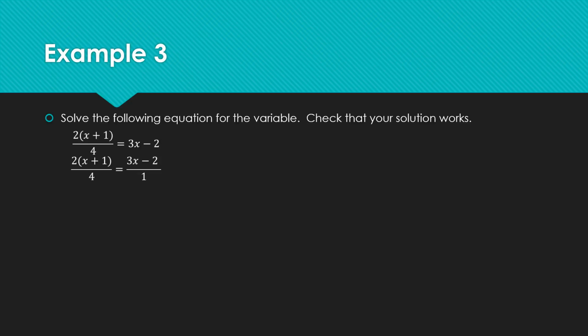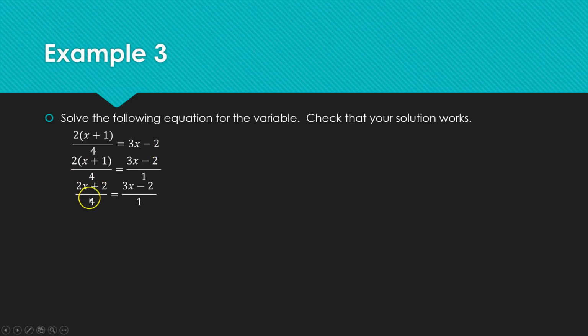So our first step, again, we're still following the same 6 steps, is to simplify completely. And right now I have some distributing to worry about. So I'm going to distribute that numerator and get 2x plus 2. Everything else is going to just drop down and stay exactly the same. And now I'm allowed to cross multiply.